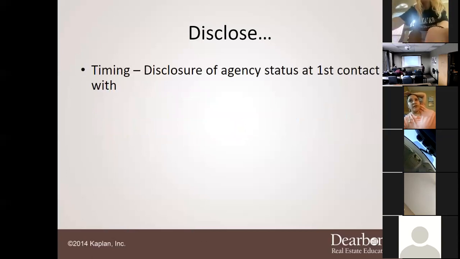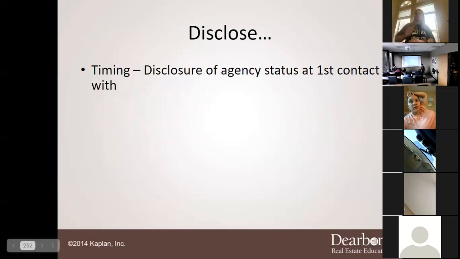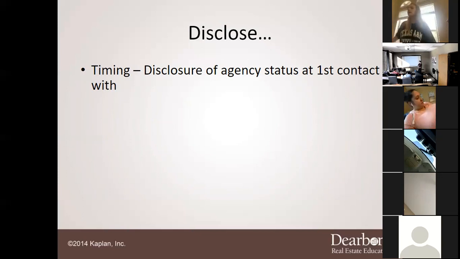So we're still on disclosure, now timing. Disclosure of agency status should be done at the first contact. Sometimes agents will show up to the house, open the door, and say, all right, here you go, and then just step back and stand on their phone, doing stuff like that. That is not doing his job as an agent, he's not actually showing the house. He's just kind of there.